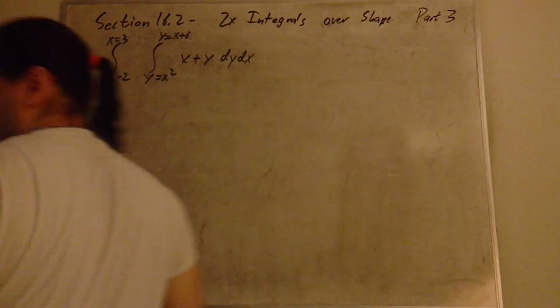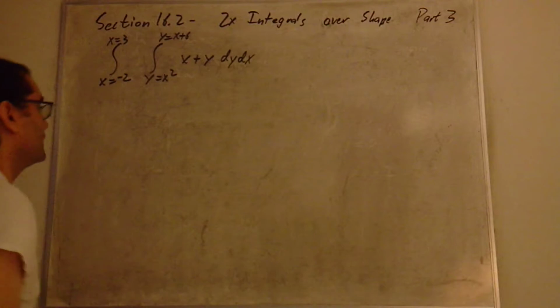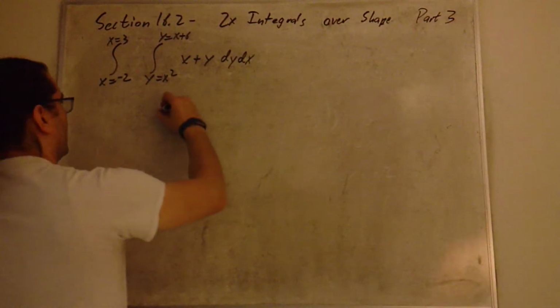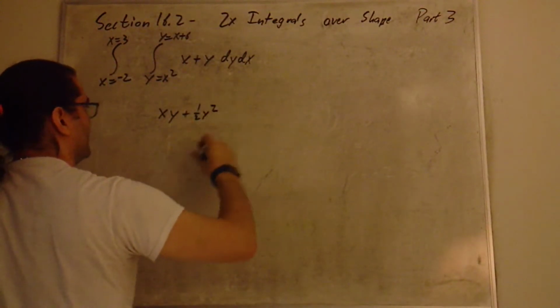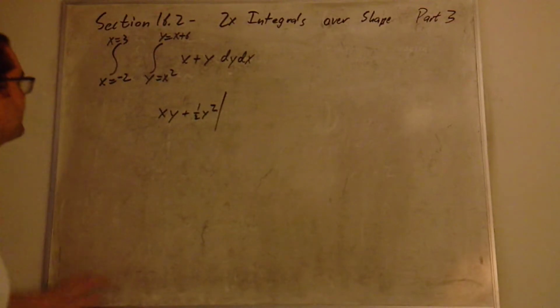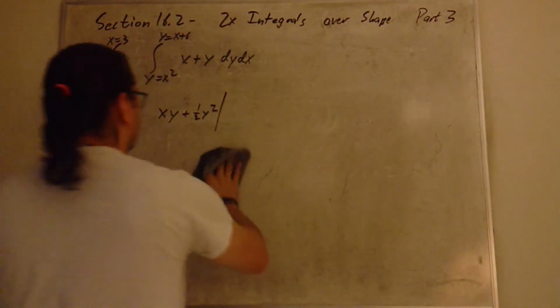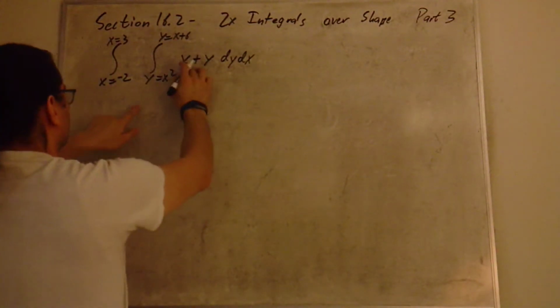And now, 7 minutes into the problem, we can start evaluating it. First thing we need to do is integrate this with respect to y. That'll give me an xy and a 1/2 y squared. I knew those fractions were coming. Actually, let me move that over a little bit. I'm trying to be very conscious of the space I have. Okay, I'm going to slide it this way.